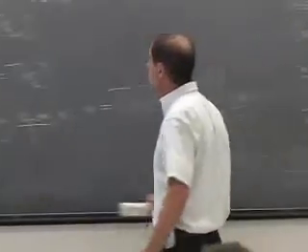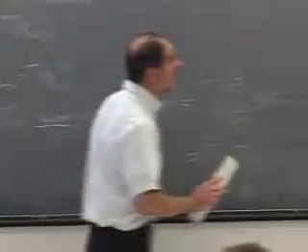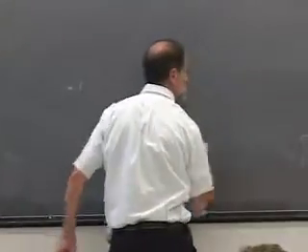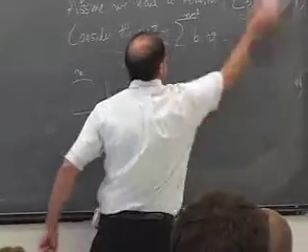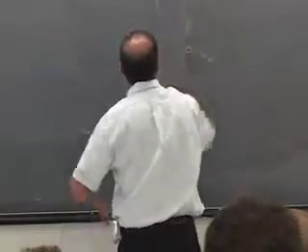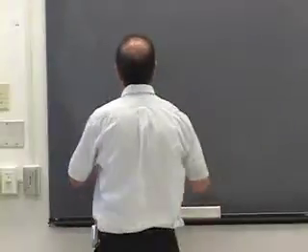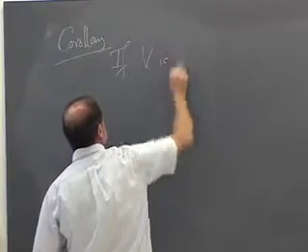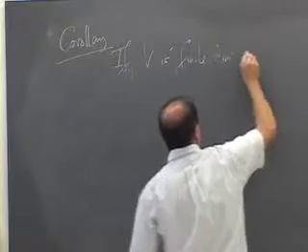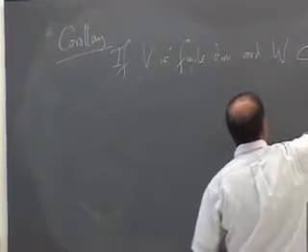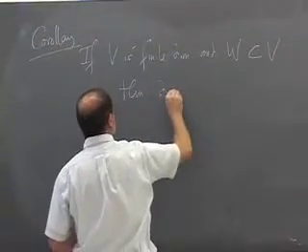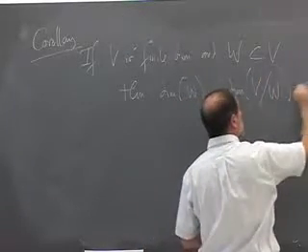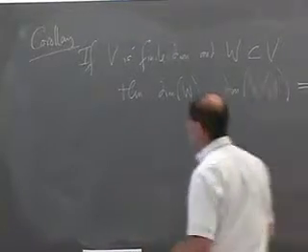Another corollary of this. Can I erase some of this? Sure, why not? Another way of stating this, corollary: if V is finite dimensional and W is a subspace of V, then the dimension of W plus the dimension of the quotient space V over W is equal to the dimension of V. Proof?